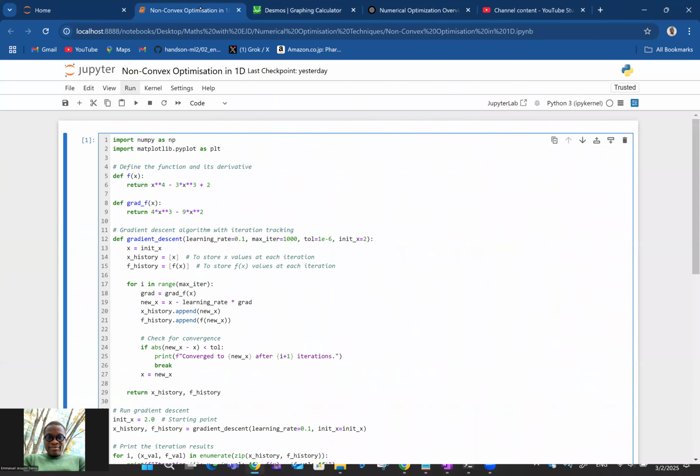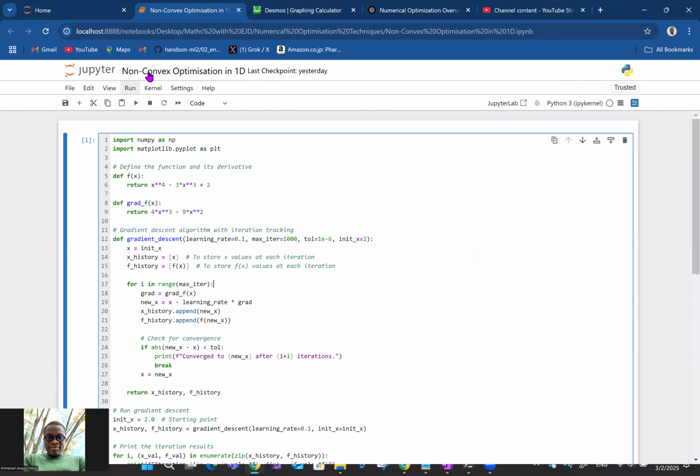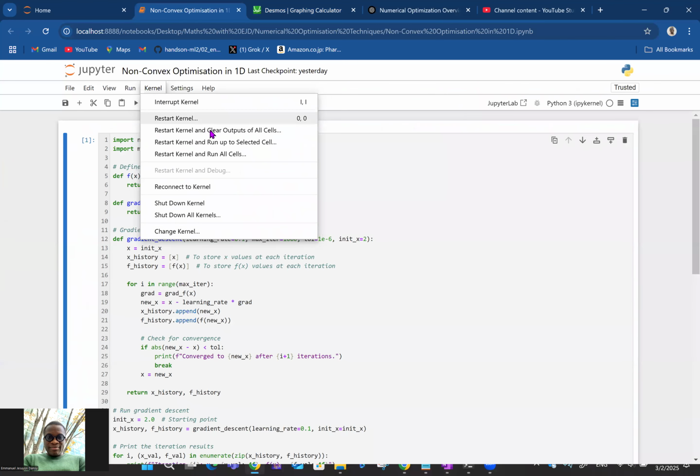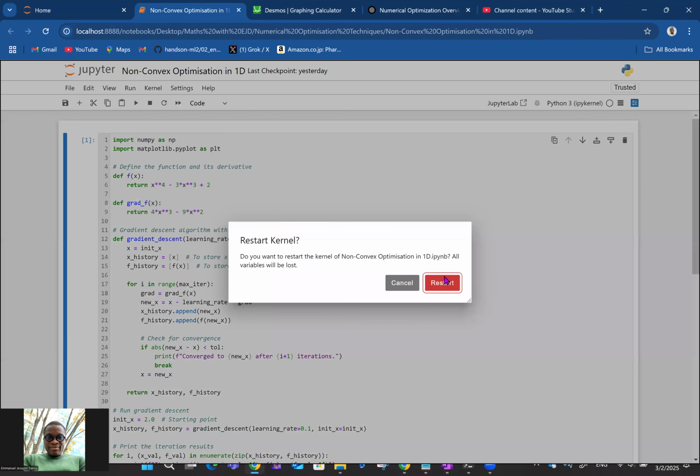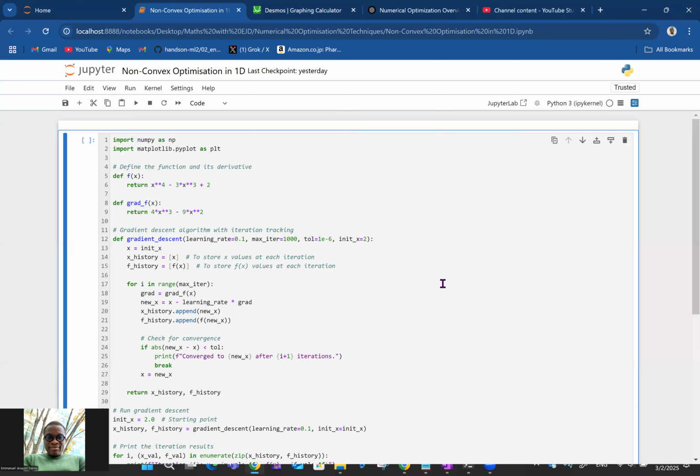Okay, so non-convex optimization in 1D. To look at all of this, I think I had run it before to show the answer. Let me just clear all the outputs and try to explain a little bit before going. All right, so we have the function, and we have the gradient of the function, 4x cubed minus 9x squared.